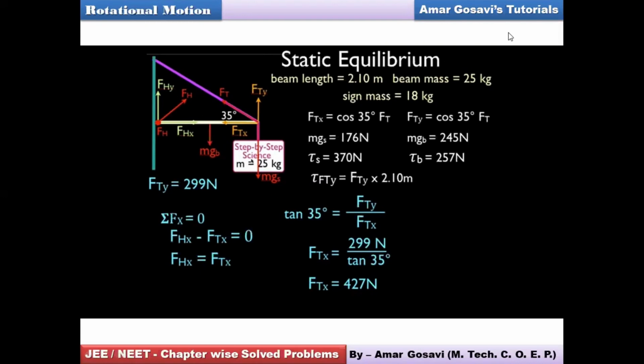Yeah, most of you say done. So this can be the maximum level of question which is being asked so far as the conditions of equilibrium are concerned. So please make a note of it. Here you can see this is how we have worked out Fhx and Ftx as 427 Newton.